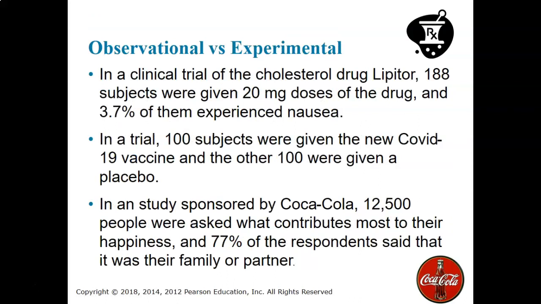We've got the first one: in a clinical trial of the cholesterol drug Lipitor, 188 subjects were given 20 milligram doses of the drug, and 3.7% of them experienced nausea. So in this particular example, they are having a treatment applied, that treatment being the drug Lipitor, and so it would be an experimental study that was conducted. In the second example, in a trial, 100 subjects were given the new COVID-19 vaccine. The other 100 were given a placebo. So we see that placebo and treatment group here, and this would definitely be another experimental study.